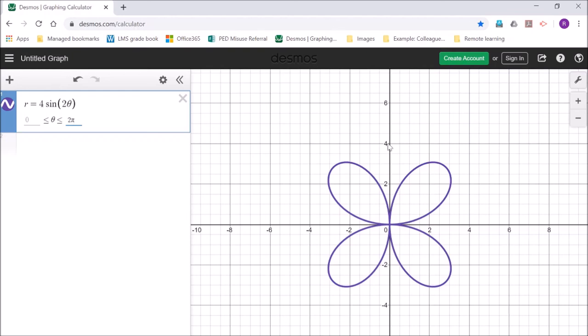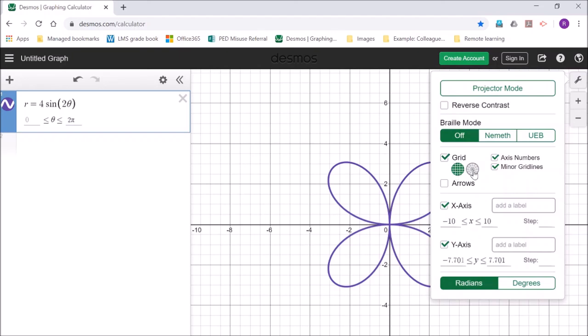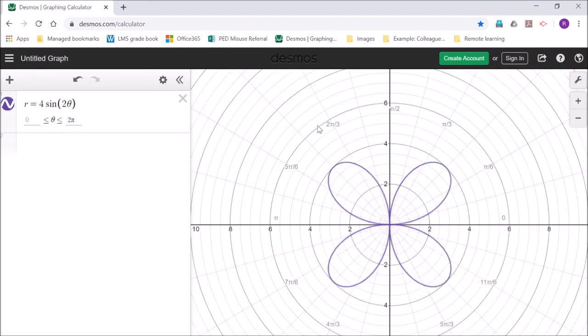Oh, by the way, the grid here, the squares and the lines and such, they are rectangular, right? They're the normal type of coordinate grid that we're used to. But if you go again to the settings, you can actually switch between a rectangular grid and a circular grid, which might be more suited to polar equations, right? So it says this circle here is radius 4, and it makes sense that our graph is just touching this radius 4 circle at the tips of the petals. So that's polar equations with Desmos.